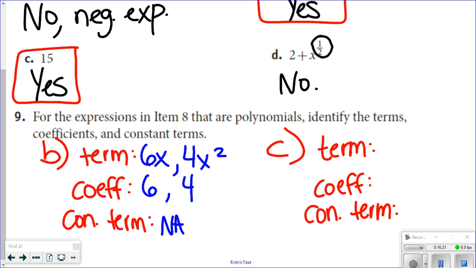8c, our term is 15. Do we have a coefficient, a number in front of a letter? Nope. So again, this doesn't apply. There are no coefficients. And then the constant term is the number by itself, which happens to be 15. Any questions so far?